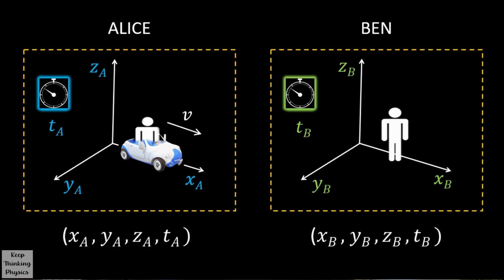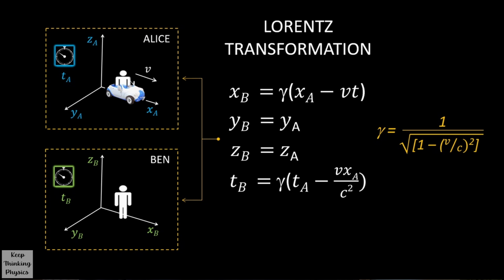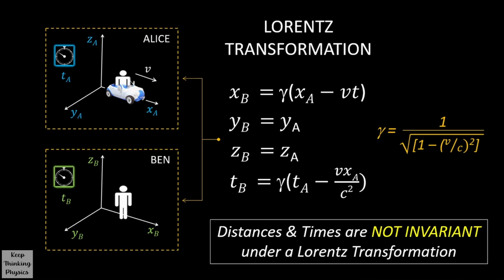If the space and time coordinates for Alice are xa, ya, za, ta in her frame of reference, and for Ben they are xb, yb, zb, tb in his frame of reference, then the Lorentz transformations can be written like this, where gamma is the Lorentz factor we've seen before. This Lorentz transformation allows Ben and Alice to convert each other's measurements of distance and time into their own frames of reference. But, crucially, Alice and Ben do not agree on distances and times under a Lorentz transformation. We say that distances and times are not invariant under a Lorentz transformation.